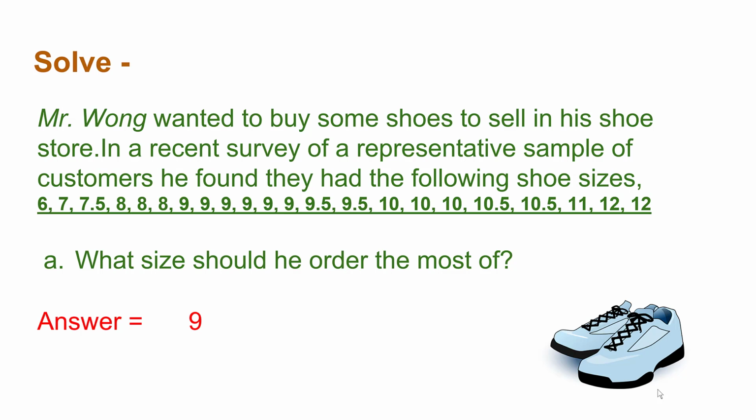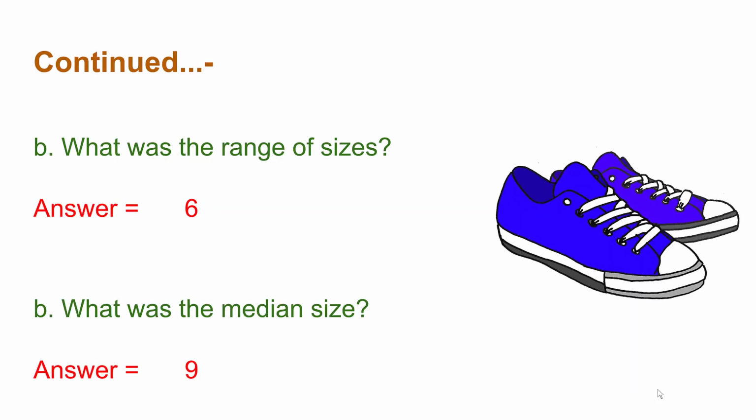Mr. Wong wanted to buy some shoes to sell in his shoe store. In a recent survey of a representative sample of customers, he found they had the following shoe sizes. They had all these shoe sizes. What size should he order the most? 9. Why? Because he's selling, and he would go by mode, and he would want to sell the size that sells the most, and that is the number 9. So really, this question is asking you what is the mode, and the mode is 9, and that's the size he should order the most, because that's what he sells the most of.